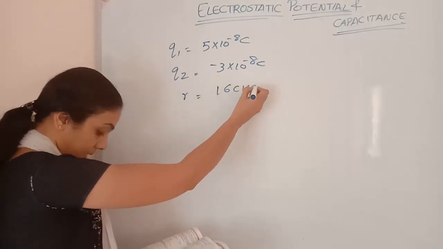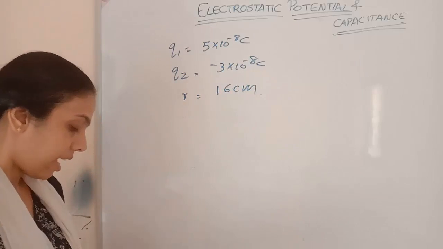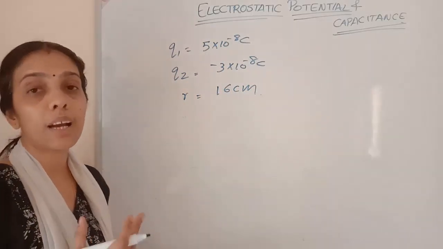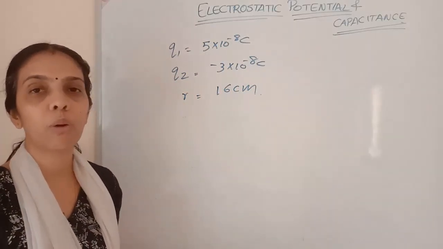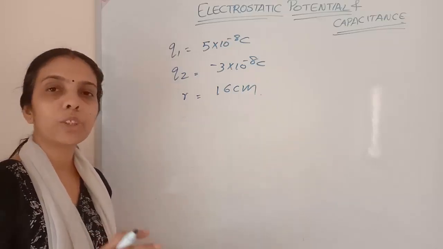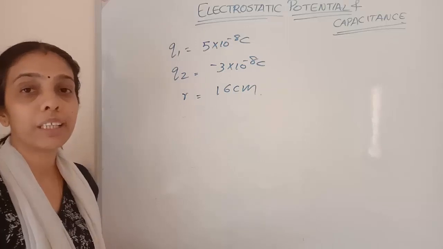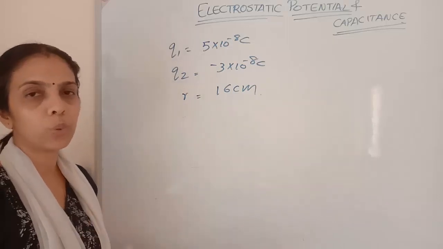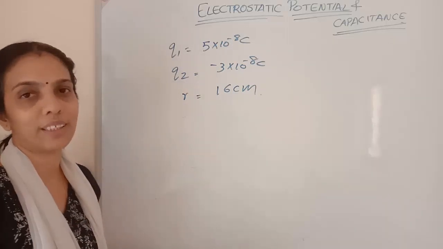16 centimeter. We should know at which point the electric potential is 0. So potential, what is the formula? 1 by 4 pi epsilon 0 Q by R. Okay, so we should find out the net potential should be equal to 0, that is V1 plus V2 equals 0. Like that we should find out.